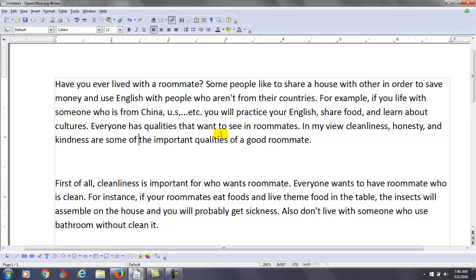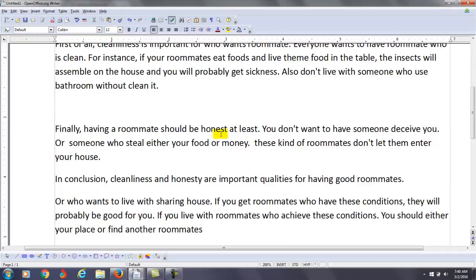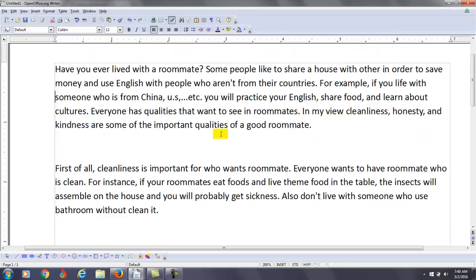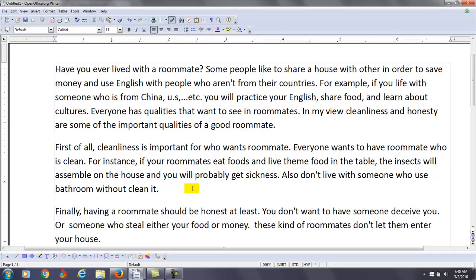See, in my view, cleanliness, honesty, and kindness are some of the most important qualities of a good roommate. Now the problem is, you talked about cleanliness and honesty, but you did not talk about kindness. So it's okay if you talk about 2 points. I don't have any problems with that. So in my view, cleanliness and honesty are some of the most important qualities of a good roommate. So if you do that, then this paragraph kind of matches what's happening in the body paragraphs of your essay.